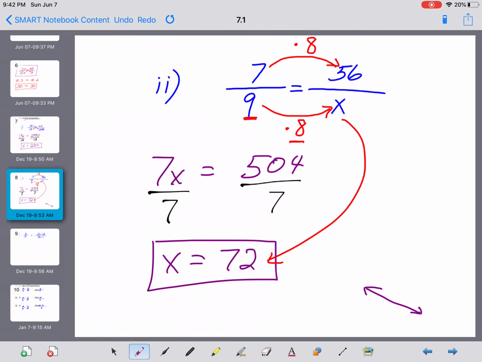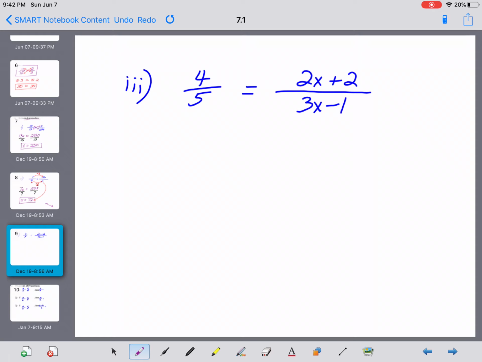All right, so that was example 2. Let's look at example 3. And this is a tougher one now. It does contain variables here, but we got a little bit more going on in terms of binomials. But again, two ratios equal to each other. So this is a proportion, and we're still going to cross multiply here and see what we get.